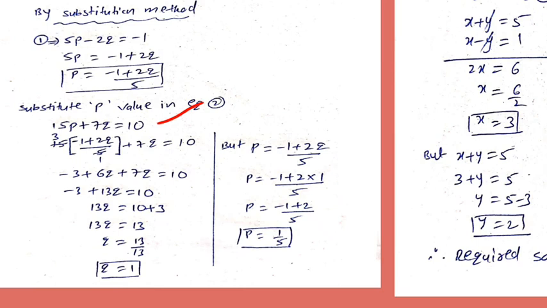So substitute this q value in the box. What is the box value? p equal to minus 1 plus 2q by 5. So p equals to minus 1 plus 2 into q value, how much? 1. So minus 1 plus 2 by 5, p equals to 1 by 5. So q value 1, p value 1 by 5. Now let us find out the x and y answers.